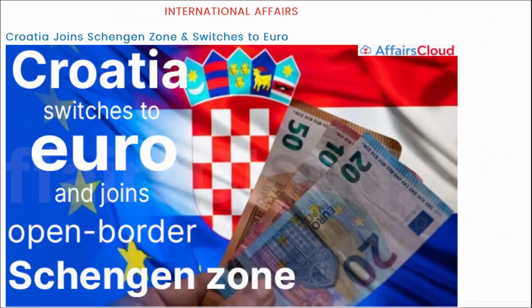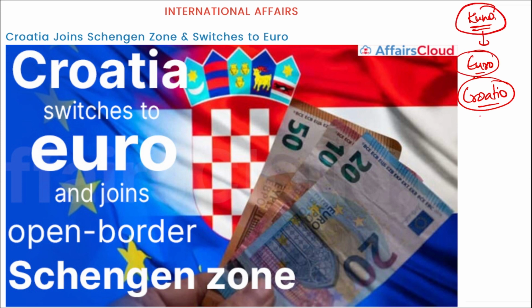Next, then tell me which country has given up their own currency, that was kuna, and they have joined Euro. It is your Croatia. Croatia became the country that gave up their own currency kuna and has adopted euro, and also now they have become the part of the Schengen zone. That means they will be easily able to travel between the European countries without any visa. So that's all for the revision part.